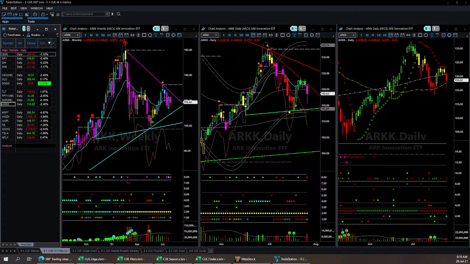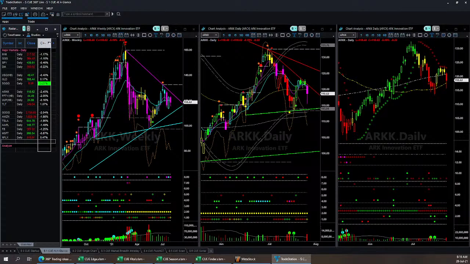Let's have a look at the mega caps. Many of them have announced earnings or are about to announce earnings.